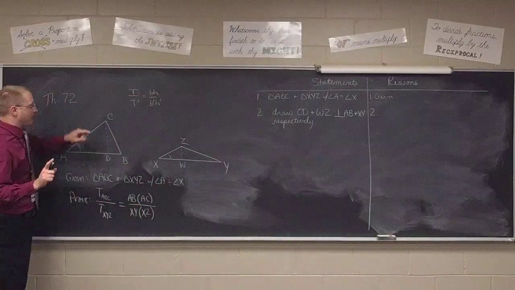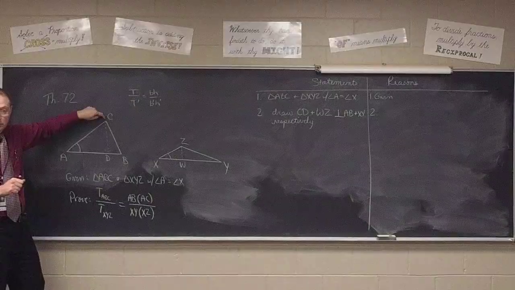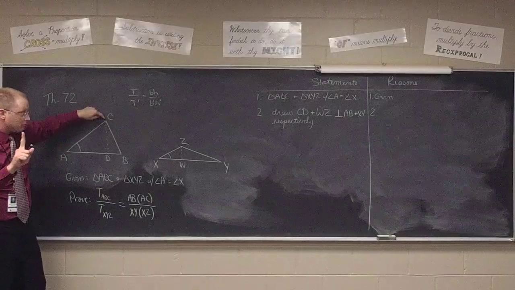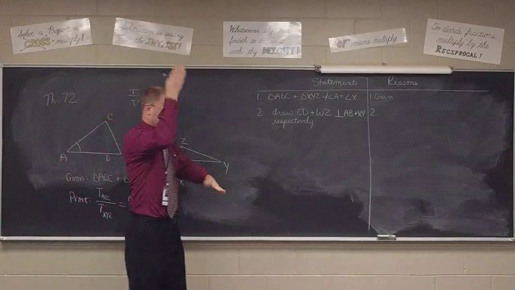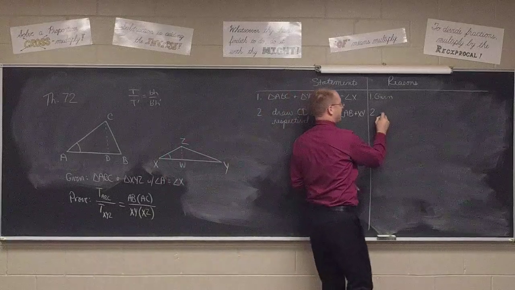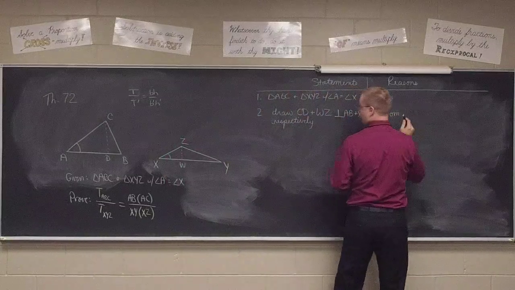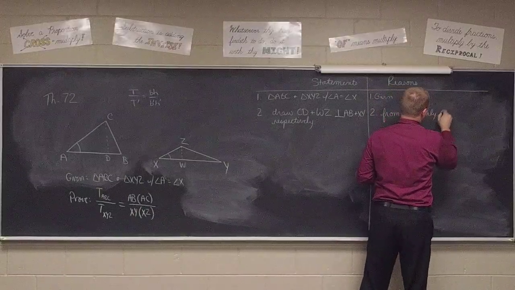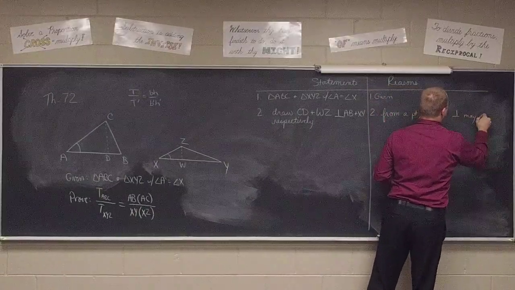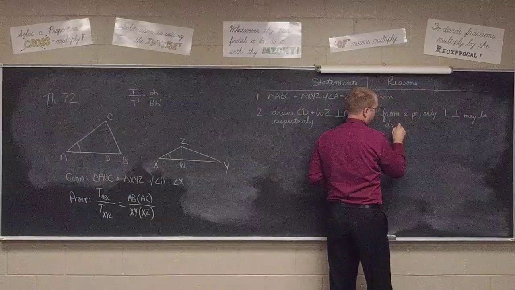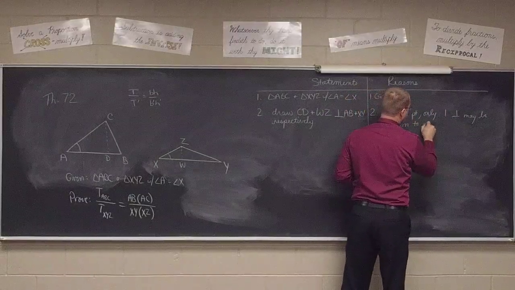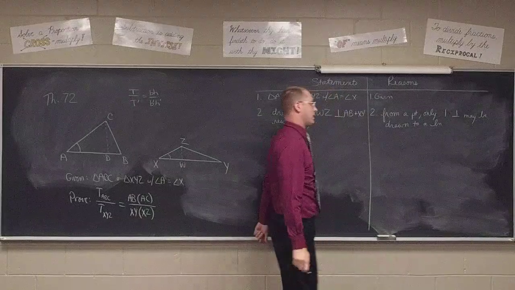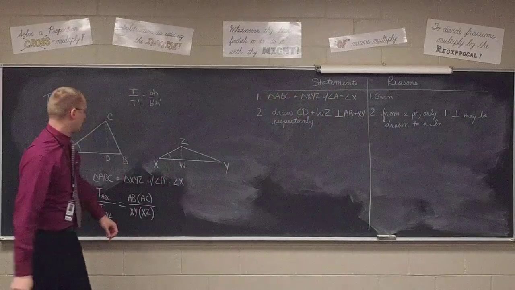Because I know, class, that from a point, one and only one line can be drawn perpendicular to a given line. From a point, in this case the point C and then the point Z, only one perpendicular may be drawn to a line. We didn't have any other perpendiculars already there, so that's the perpendicular we can draw.